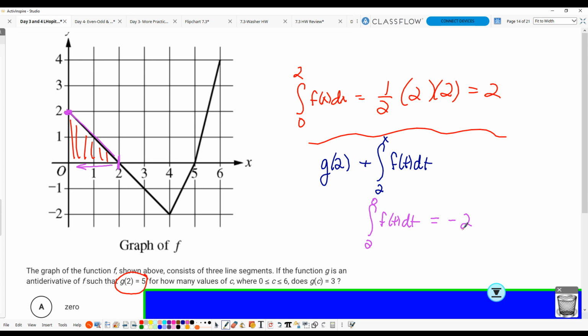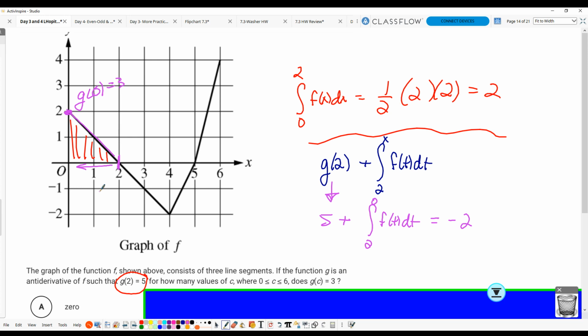So just hold on a second. And this value that they told us was 5. 5 plus negative 2, g of 0 is going to equal 3. What were we going to say, Carson? How did you get that, what's written in the blue up there, from the problem? They told me one piece of information about g, other than that the integral of f is g: one coordinate, g of 2 is 5.